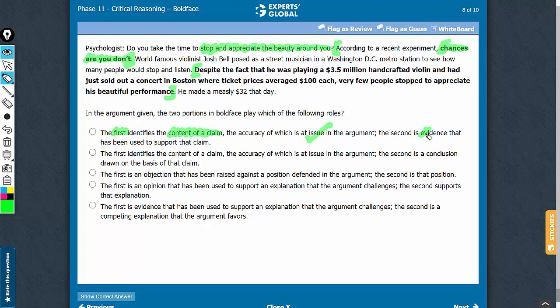The second boldface is evidence. Yes, a concrete factual information here, which can be called evidence, that has been used to support that claim. This claim here. And yes, the second boldface goes on to support this claim as well as the overall conclusion of the argument. A is the correct answer choice.